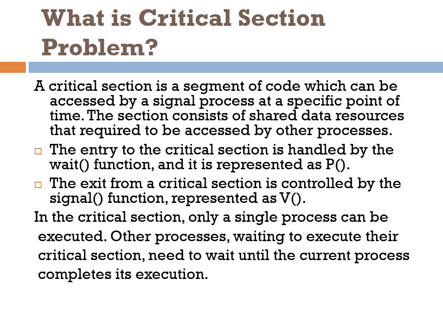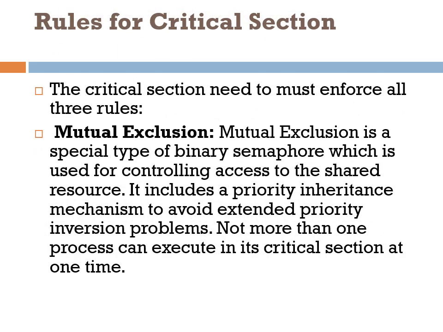There are some rules and some basic information: the entry to the critical section is handled by the wait function and it is represented by P(), and the exit from the critical section is controlled by the signal function represented by V(). Now, what are the rules for the critical section? The critical section must ensure and enforce all three rules. First, mutual exclusion. What is mutual exclusion? It is a special type of binary semaphore which is used for controlling access to the shared resources. Not more than one process can execute in its critical section at one time. So we can see that only one process at one time.